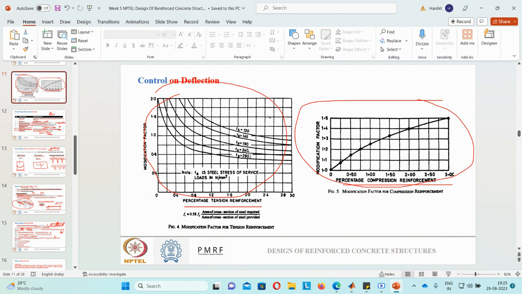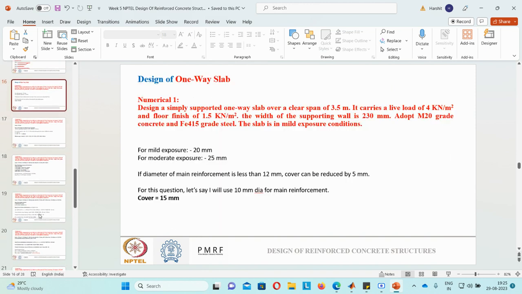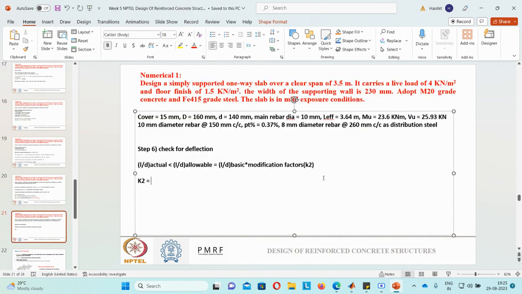your fs value will be close to 240 N/mm². I won't show that calculation right now because we need to discuss a lot of other things also. So just substitute the values that you have, you will get an fs around 240, and with percentage steel 0.37 your value will come out something around 1.4, or just lower than 1.4, we can take it as 1.38. So my K2 will come out to be 1.38.